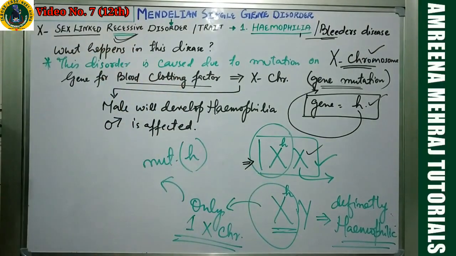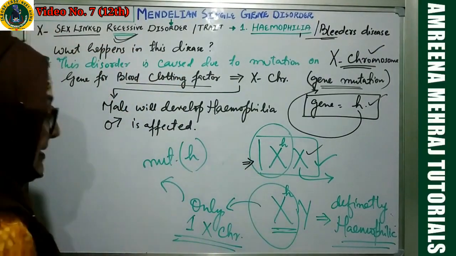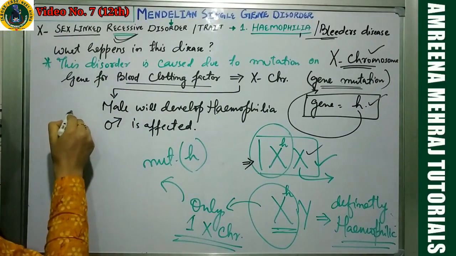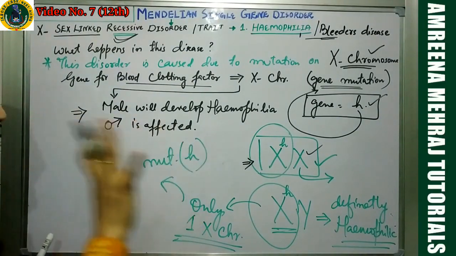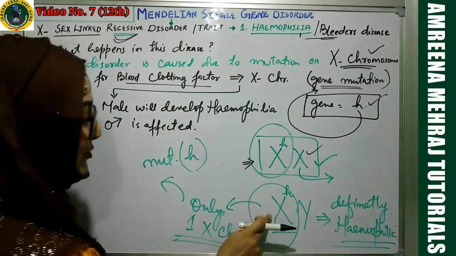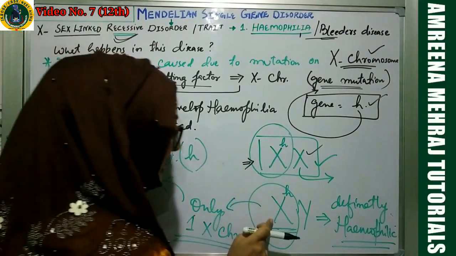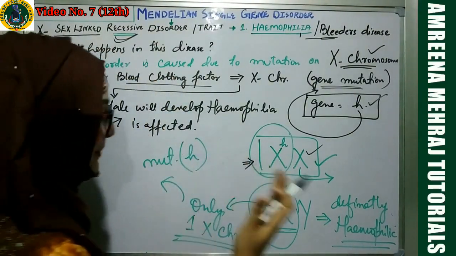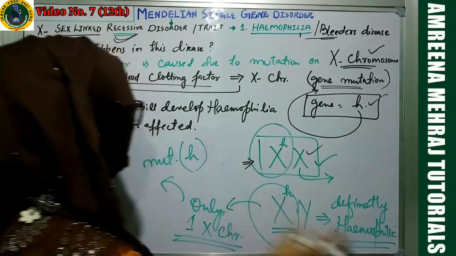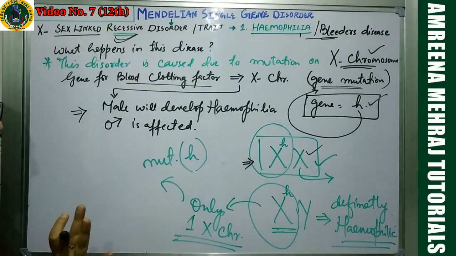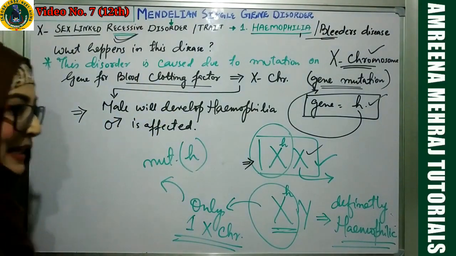Female could also be affected. I'll make you understand this now, but for the time being, the conclusion you made is that male will develop hemophilia because he has only one X chromosome. If mutation has happened to this X chromosome, male has no possibility. Male cannot then produce blood clotting factors because of the mutation. Getting my point or not?